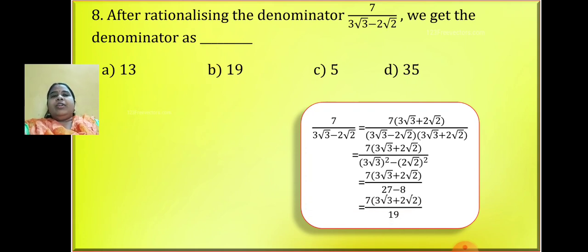Now in this question we are concerned only about the denominator. After rationalizing, what will be the denominator? So what do we get? 19. So out of all these, which one is the correct one? Option B, that the denominator will be 19 once I rationalize it. Okay. So I hope you have understood this. This was a little lengthy sum which can be asked for 3 marks.